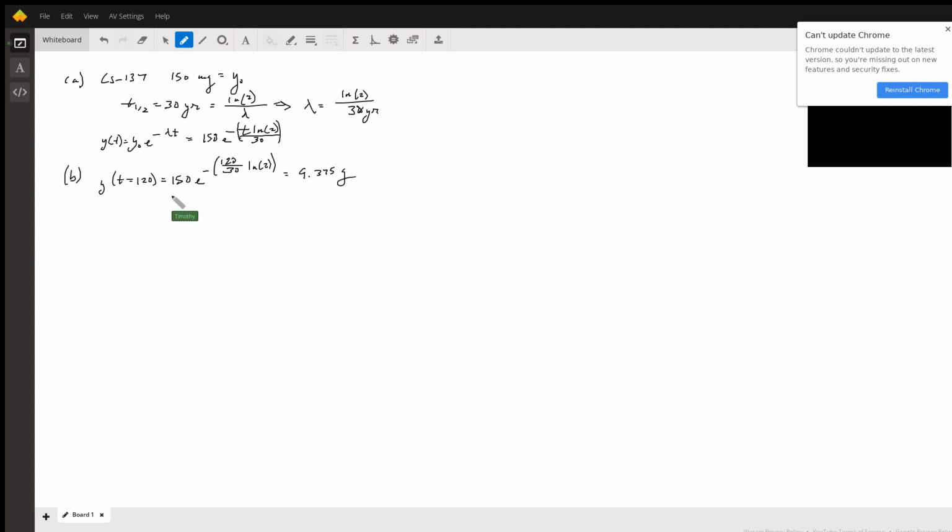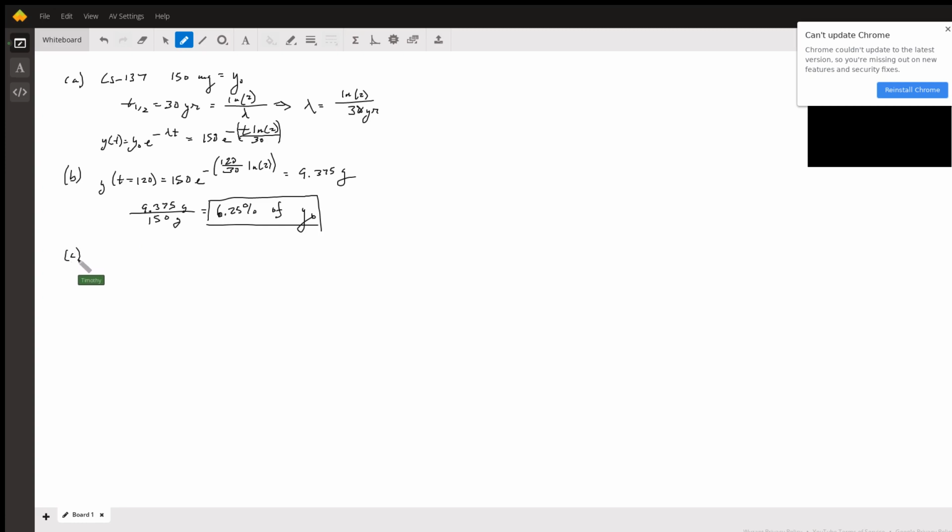Now, the question is asking how much of it is remaining. So you're just going to take 9.375 divided by the original amount. And that will be 6.25% of the original sample. Okay. And that makes sense because if the half-life is, if it gets down to 50% after 30 years, then after 120 years, it's going to exponentially decay more into something very small. So this makes physical sense.